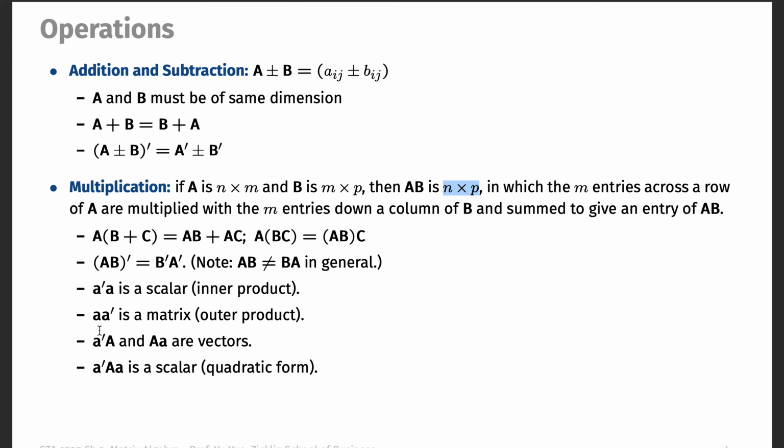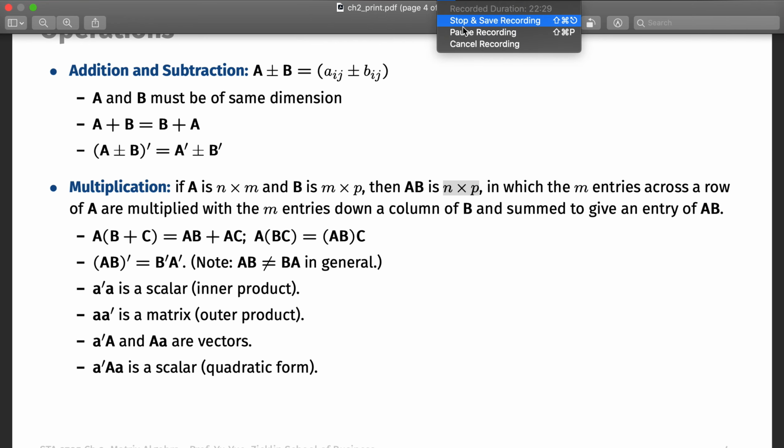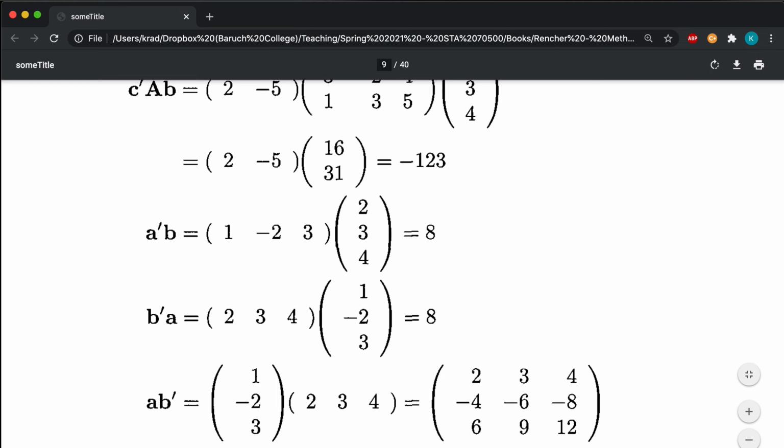Now, do you remember when we said A transpose is a matrix, is an outer product? We can also have AB transpose, and that will also be an outer product. And that's what we will see next. Okay.